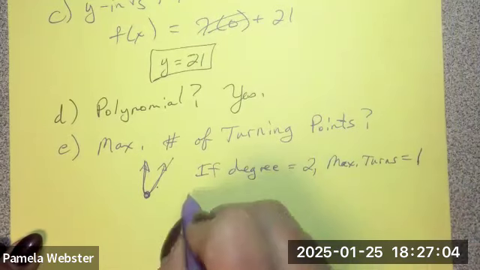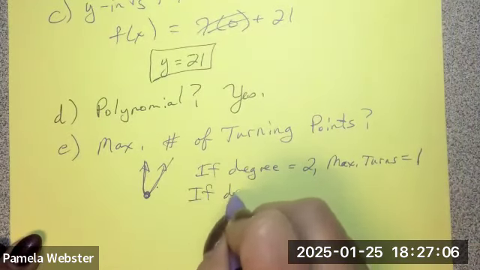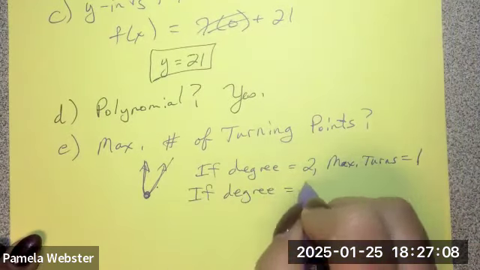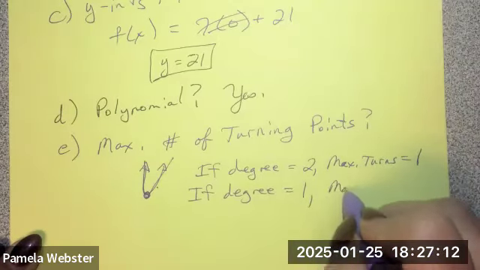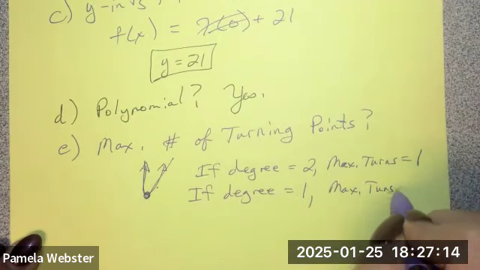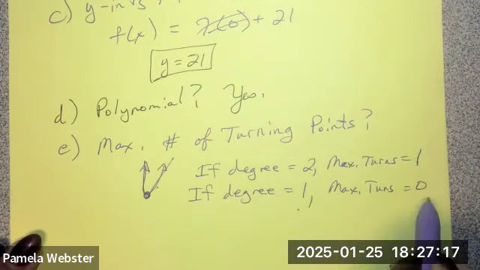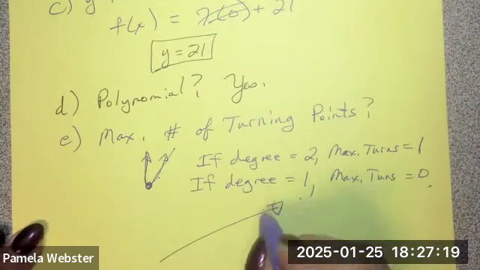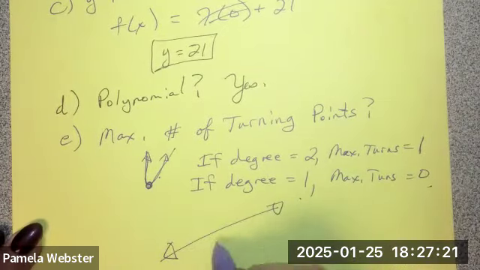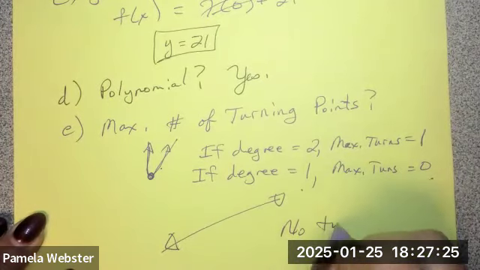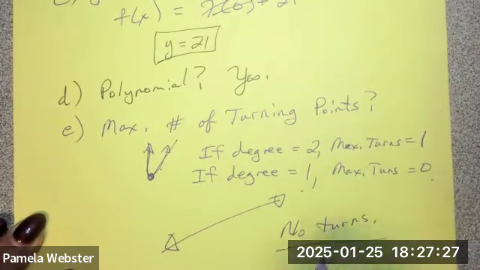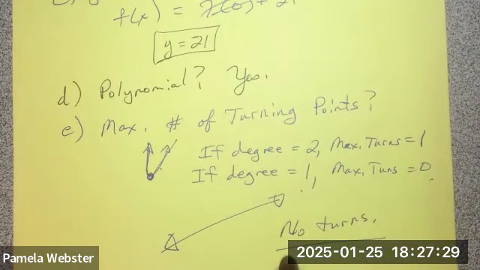Subtracted 1, Dr. Webster. Yes. If the degree equals 1, that's the case that we're in right now, we want to subtract 1 again. So the maximum number of turns is 0. 1 minus 1 is 0. That should make sense, right? Because this is a line. Does a line turn on us? No. So there are no turns in a line. The maximum number of turning points is 0.